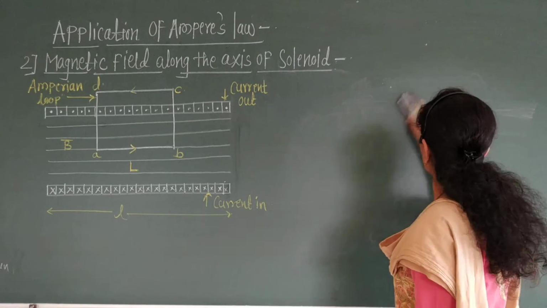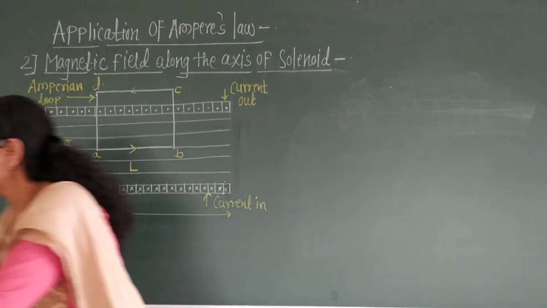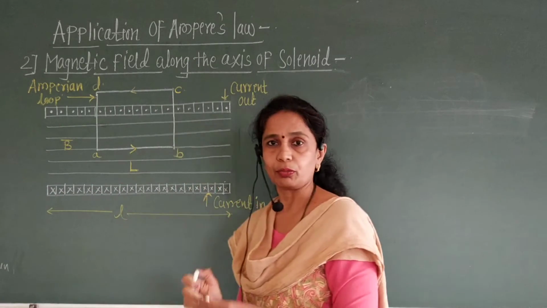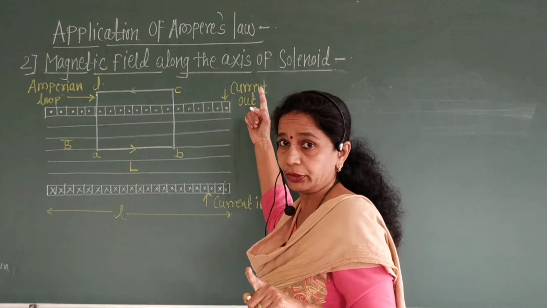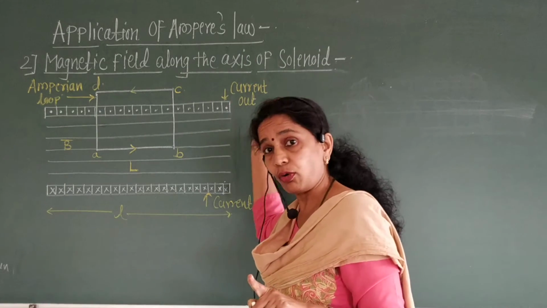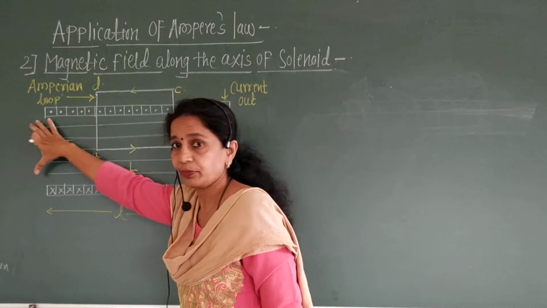ओके, लेट अस सी. आता इन धिस टॉपिक वी हॅव टू फाइंड आउट द मॅग्नेटिक फील्ड अलॉंग द सोलेनॉइड, along the axis of a solenoid. Therefore this is the solenoid.